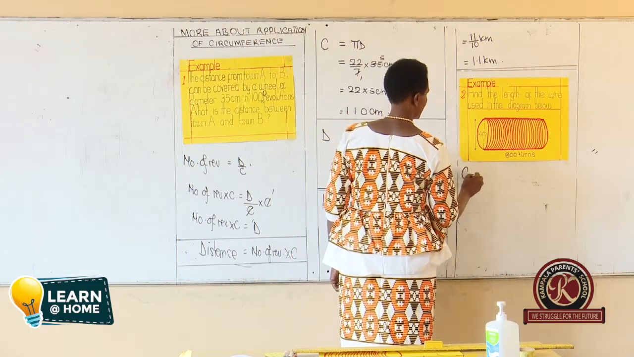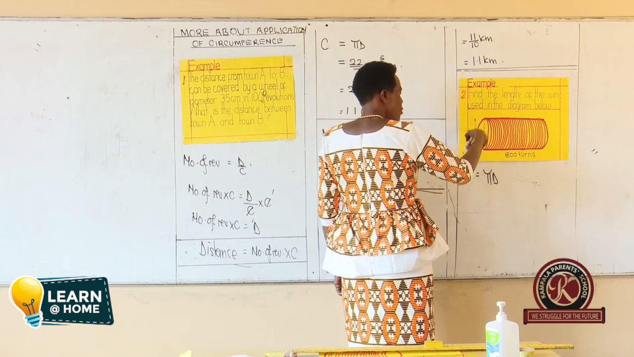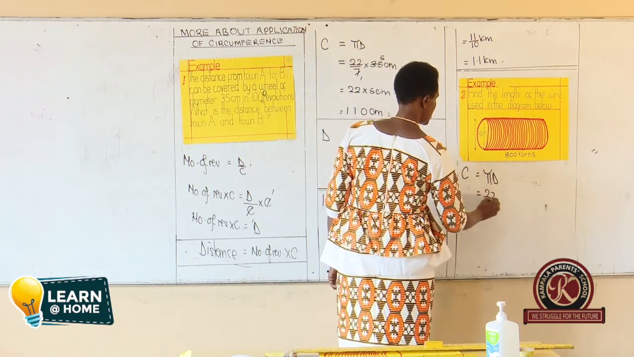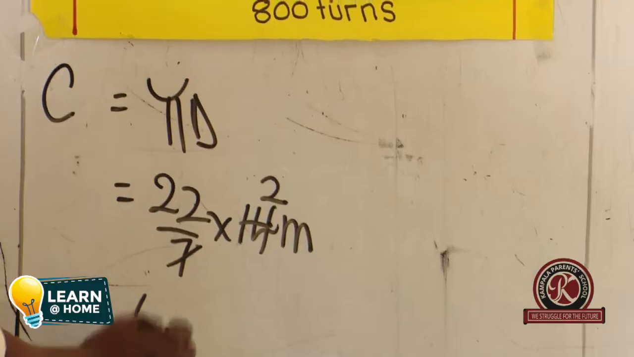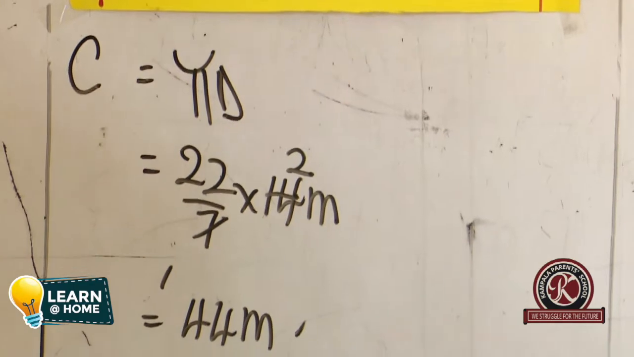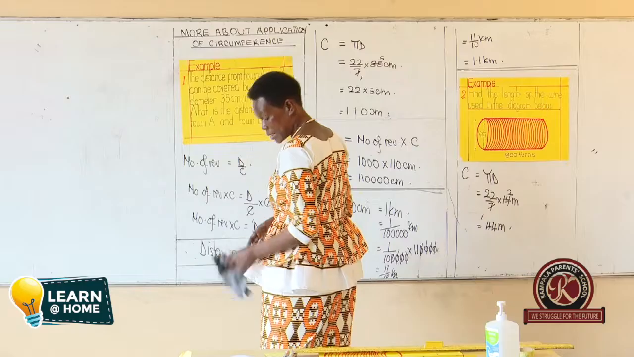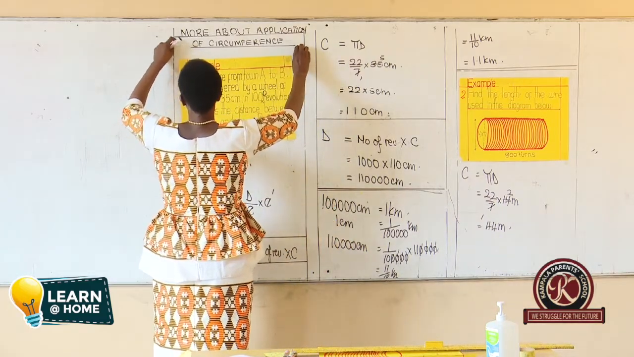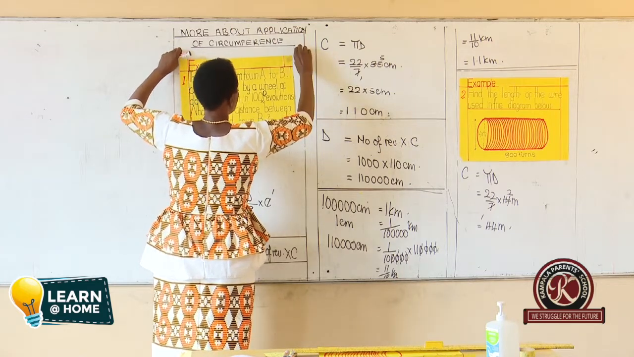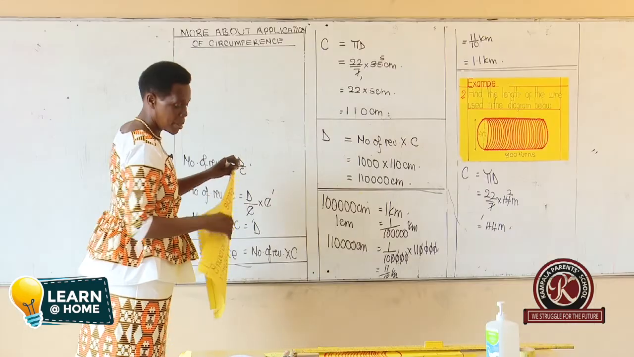We say circumference equals pi d, because here is the diameter. 14 is the diameter, so we have 22 out of 7 times 14 meters. Here once, here 2. What do we get? 44 meters. That is the circumference. I've already got the circumference. Can I now rub this part? Let me remove this part and bring that number this way.